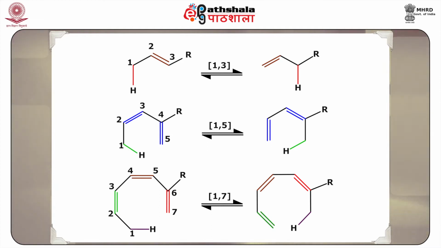As you can see in the following examples, the first is an example of a 1,3 sigmatropic shift, the second reaction is a 1,5 sigmatropic shift, and the third is an example of a 1,7 sigmatropic shift.